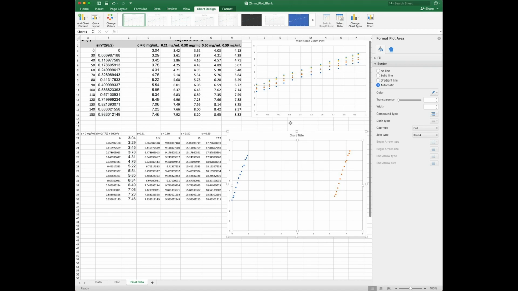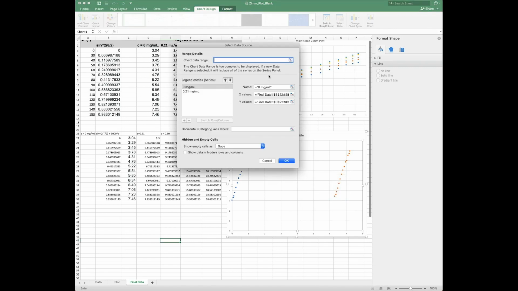And I'm going to keep going. Basically, shifting the data like this allows you to have both angle and concentration on the x-axis, right? Because it's sine squared of theta divided by 2. Theta is my angle. And then it also incorporates the concentration. So this is both variables. So now I'm just going to keep adding the rest of the data here.